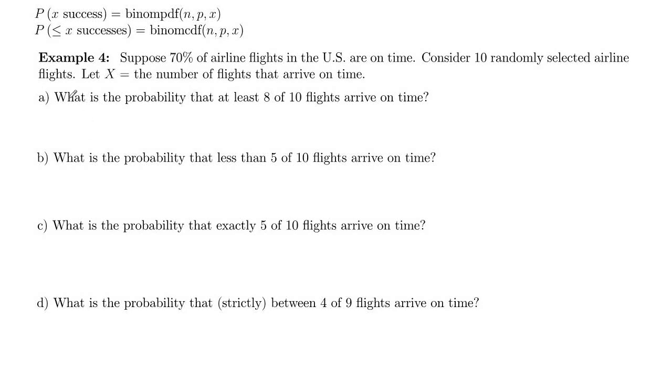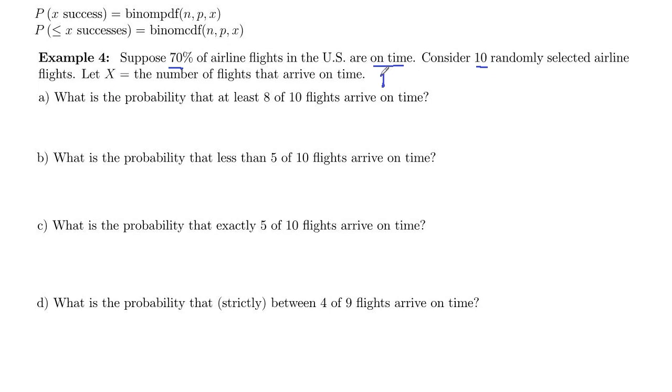So in example 4, we're going to find some more binomial probabilities on the calculator, but now we're going to apply this to our airline flight question. So we're going to suppose here that 70% of airline flights are on time. On time is our success. We're going to consider 10 randomly selected airline flights. X is the number of flights that arrive on time.